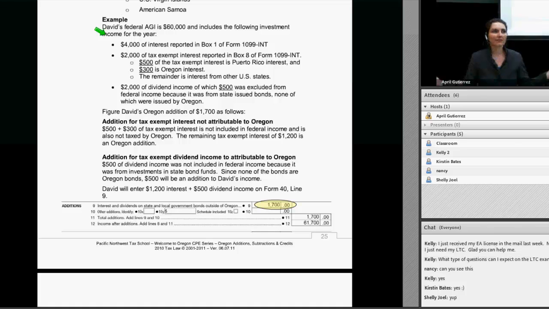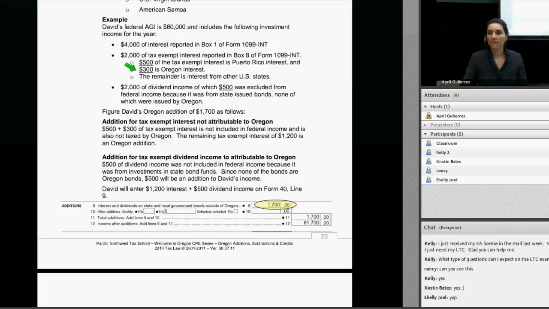Ordinary interest, right? Taxed at both the federal and the state level. There is also $2,000 of tax-exempt interest reported in Box 8 of Form 1099-INT. And $500 of the tax-exempt interest is Puerto Rico interest, and $300 is Oregon interest. The remainder is interest from other U.S. states. How much of this $2,000 is going to be an Oregon addition?